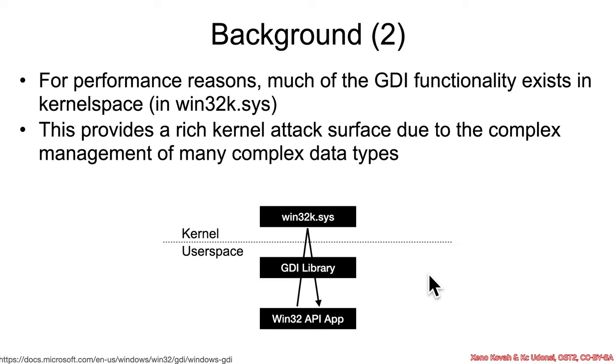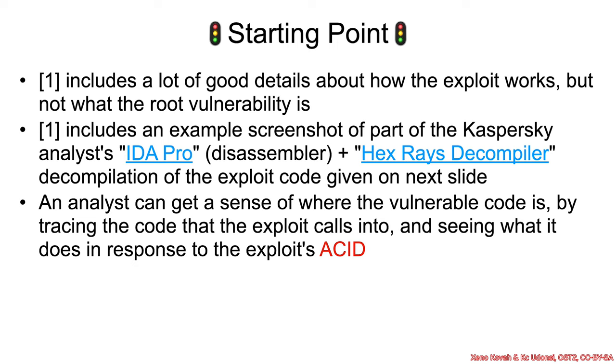But this particular interface, the GDI mechanism, is extremely complex and has been a source of many, many vulnerabilities over the years. And actually, because of that, attackers have reverse engineered many components of the system and know how to manipulate it very effectively for making new exploits from old exploits. So, the starting point for this discussion is that there are a lot of good details in the write-up by Kaspersky about how the exploit works, but not what the vulnerability is. And so we're going to include a bunch of screenshots in this explanation from things like IDA Pro, which is a disassembler, and Hex-Rays, which is a decompiler. It basically takes assembly and turns it back into pseudocode. So vulnerability analysts use tools like these in order to get a sense of where the vulnerable code is by basically sitting in a debugger, feeding attacker-controlled input in, and then looking at the code where it flows to.